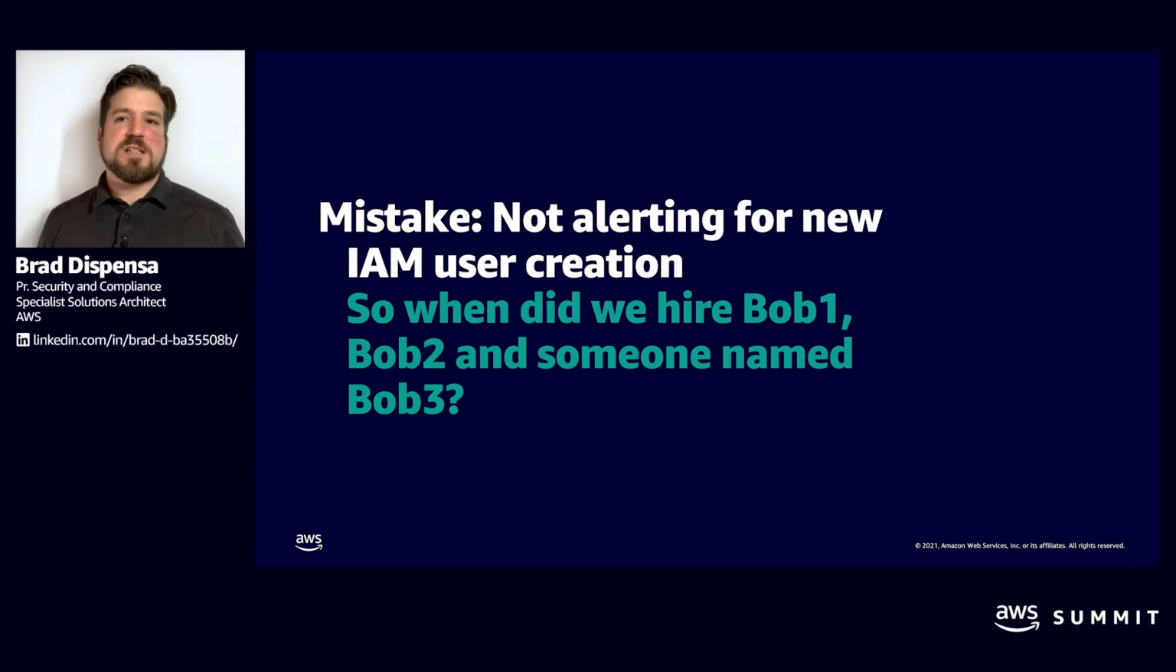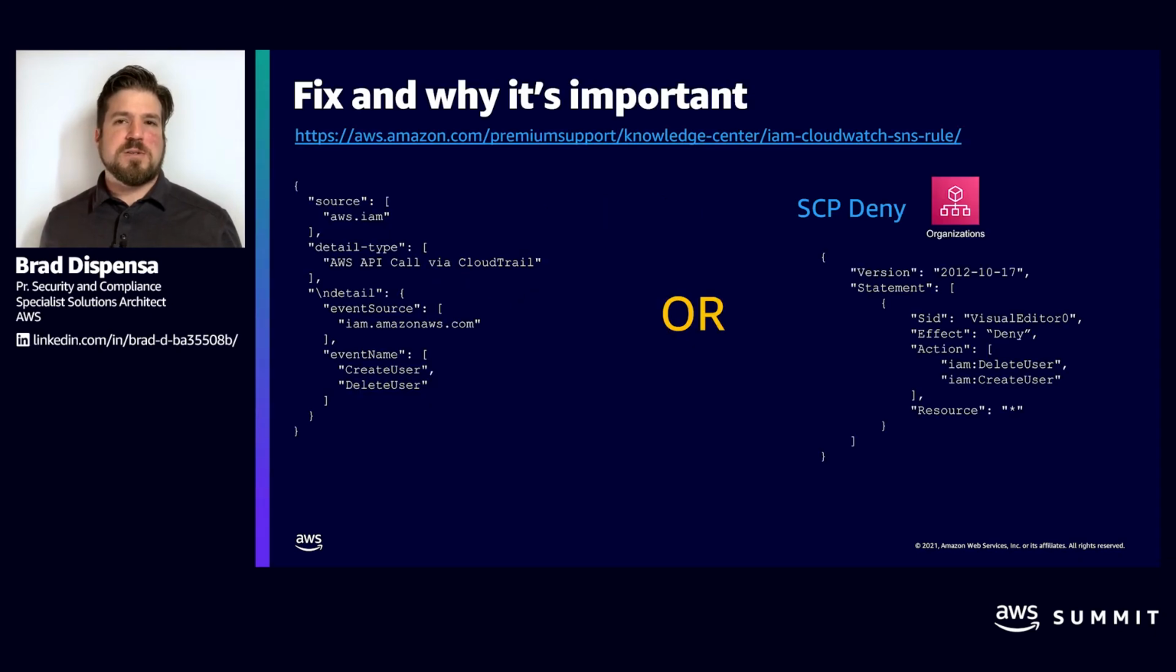The next mistake I see customers make is not alerting for new IAM user creation. Remember, I told you not to use IAM users, but there are situations where customers, for legacy reasons, have to do that. And so the answer here is, so when did we hire Bob1, Bob2, and someone named Bob3? We want to make sure that we have a firm grasp on when we are enabling an individual to create users. And the fix in this case is to alert when a user is provisioned.